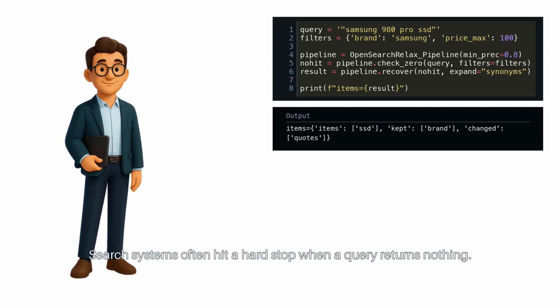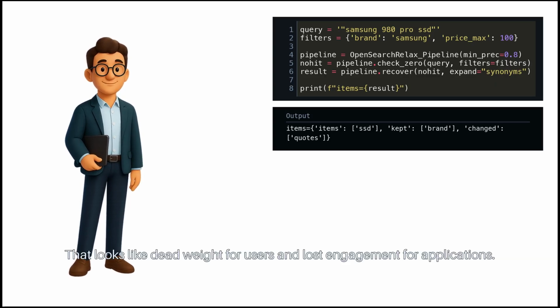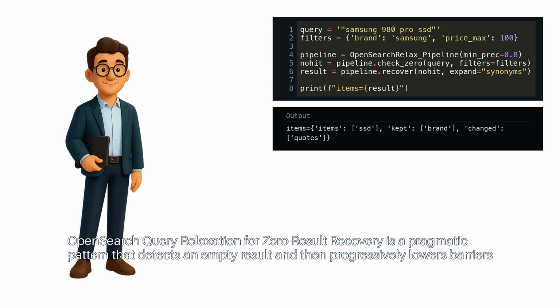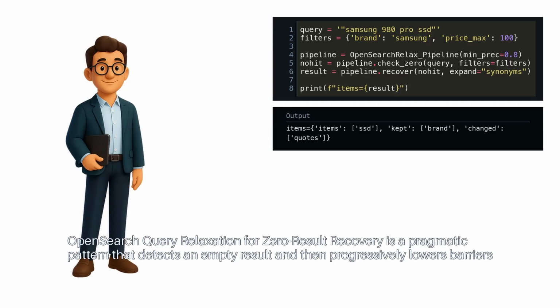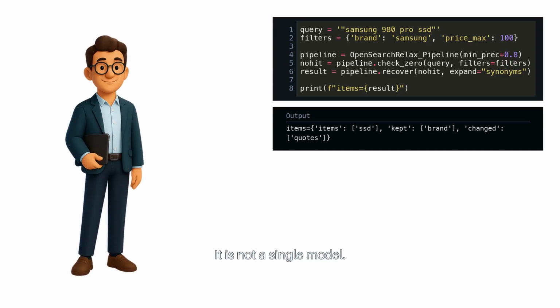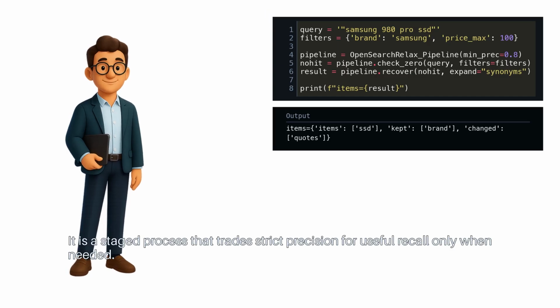Search systems often hit a hard stop when a query returns nothing. That looks like dead weight for users and lost engagement for applications. OpenSearch Query Relaxation for zero-result recovery is a pragmatic pattern that detects an empty result and then progressively lowers barriers so relevant documents surface. It is not a single model. It is a staged process that trades strict precision for useful recall only when needed.